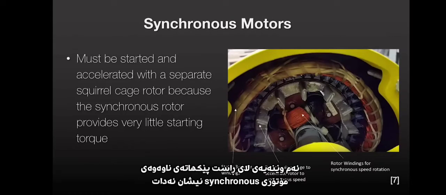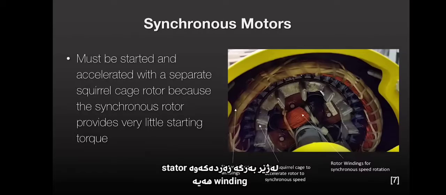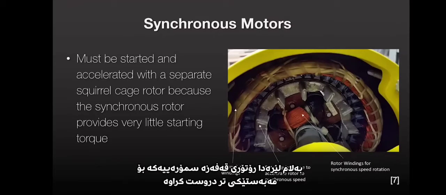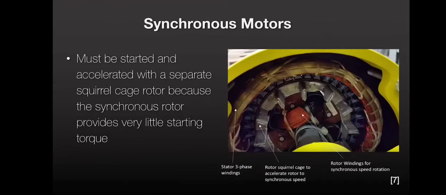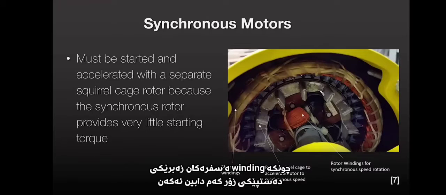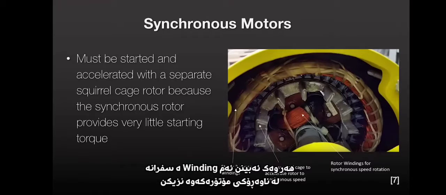The photo on the right shows the inside of a synchronous motor. The stator windings are closest to the yellow-colored enclosure, the same design of stator windings as for a 3-phase induction motor. But now the squirrel cage rotor has a different purpose. It is used solely to accelerate the rotor to synchronous speed because the copper rotor windings provide very little starting torque. You can see these copper windings closest to the center of the motor.